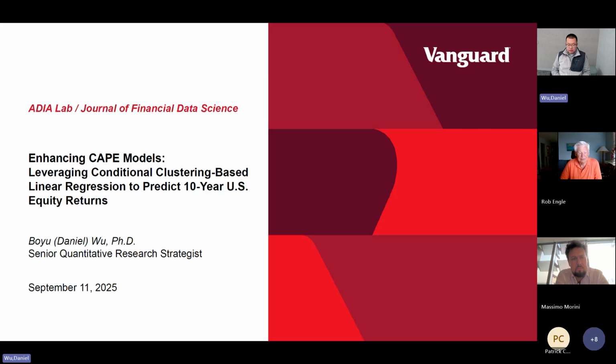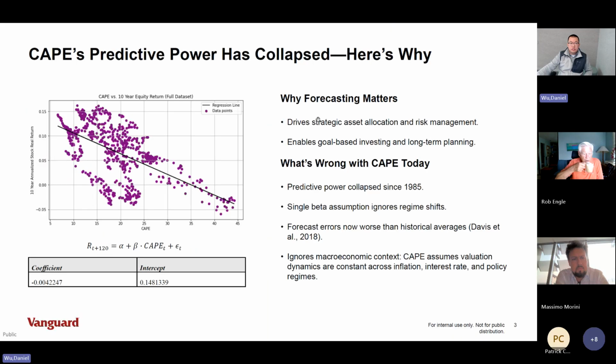The paper I was really focusing on tries to enhance Shiller's CAPE model, which is the cyclically adjusted P/E ratio. The topic is actually pretty straightforward. Before I dive into that, I just want to show the problem statement, to see what's going on and why we want to do that.